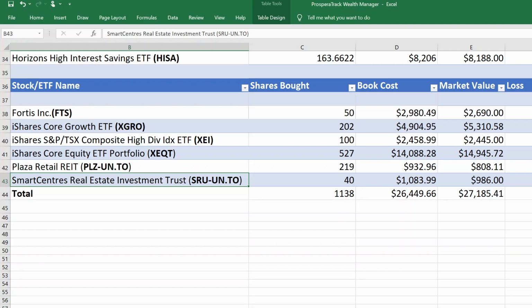So that is my overall investment account. However, I do want to show you some of the other products that I made to track my investments.